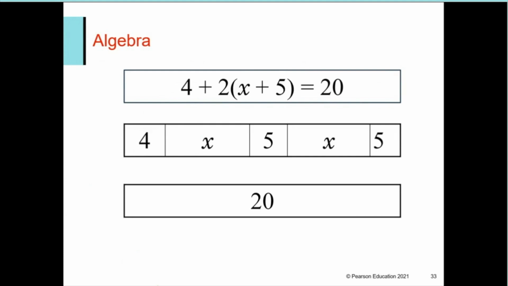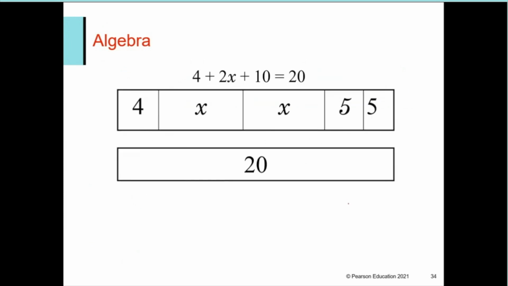So if we just have a look at this question here, 4 plus 2 brackets x plus 5 equals 20. What would that look like? How would we set that up? Well, it's 4, and then we've got 2 lots of that x plus 5, and the total bar is 20. And then we can move things around a little bit. We've also expanded the bracket. It is a nice way of showing what an expanded bracket would look like, simplified.